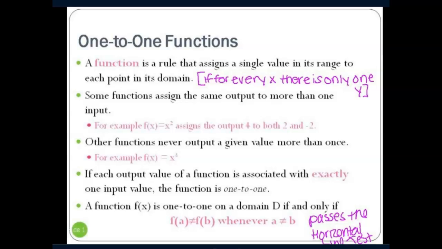X squared and x cubed are both examples of functions, because even though they have y values that repeat, the x's don't repeat. So -2 and 2 both go to 4, but the x's are different, therefore still making it a function.